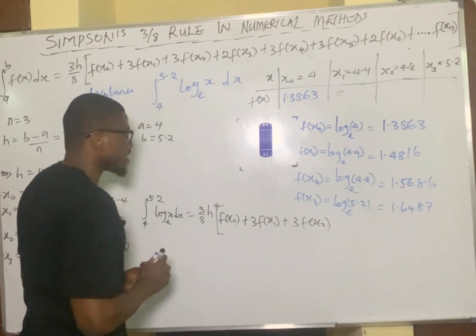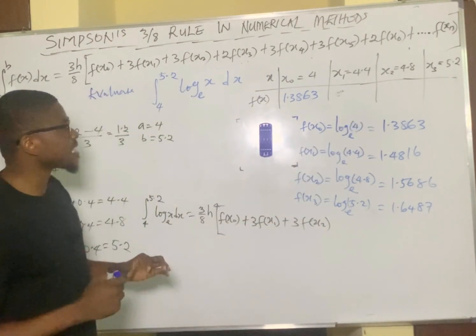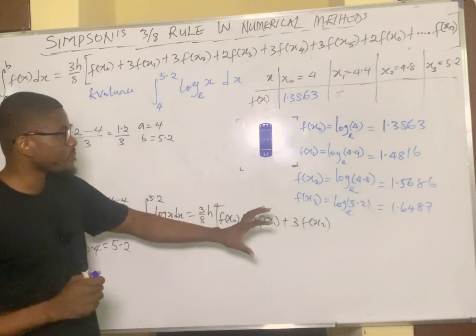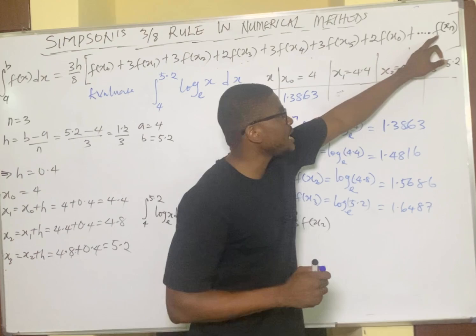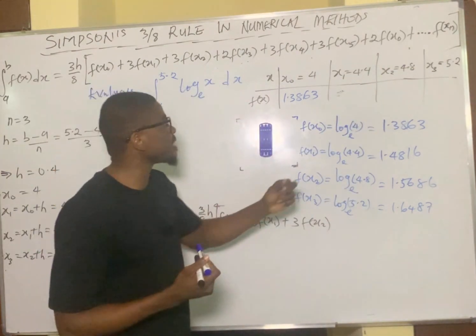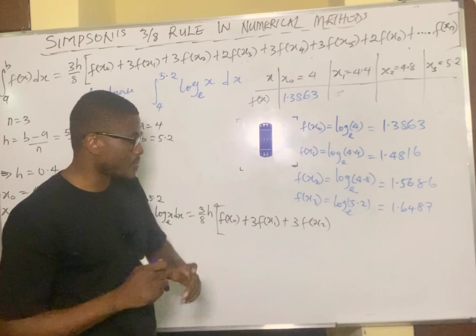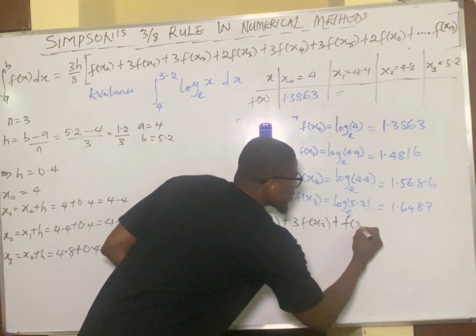Now, since I have exhausted the values of x, I am now left with what? x3. And x3 now is the last value, or the last variable for x. If I plug that into the function, that becomes my last function. And the last function is unmultiplied by any value, because it is kept like that without a multiple. So you simply have plus f of x3.